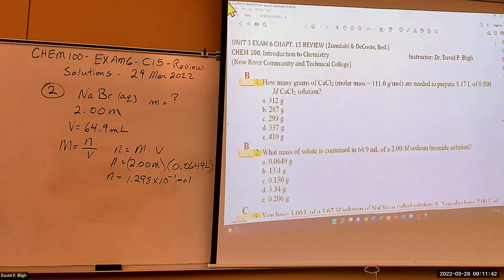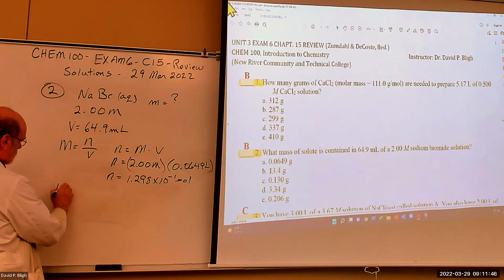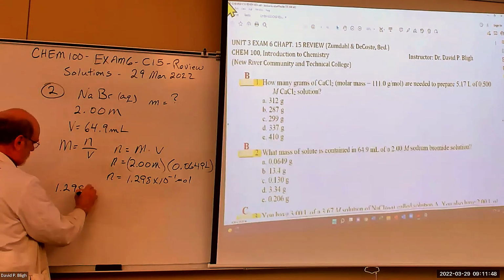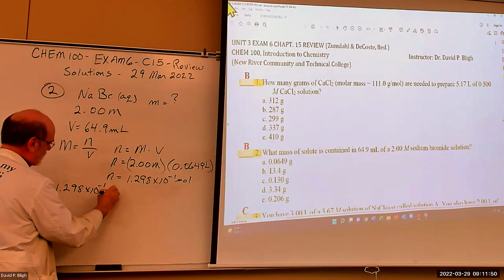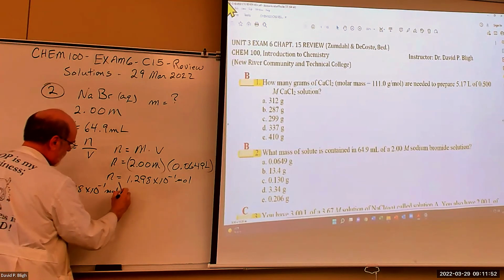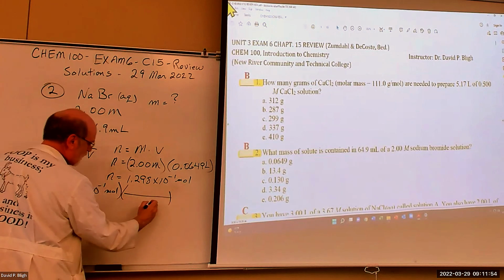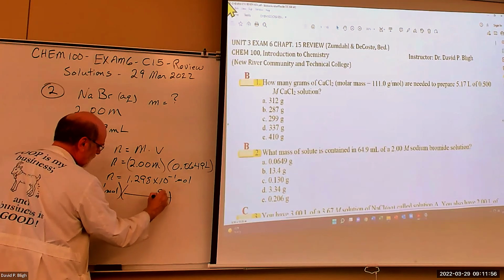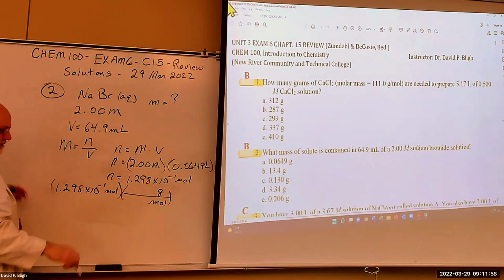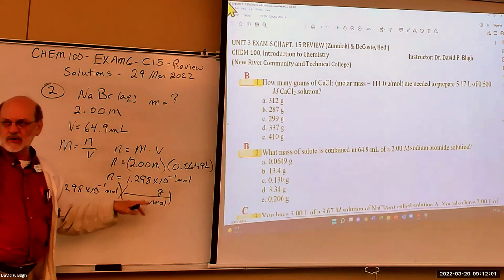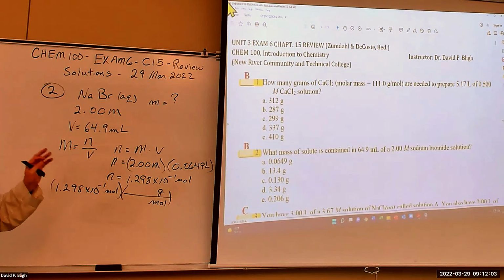Okay. Now we've got a number of moles. We just need to convert that to grams. Our conversion factor will cancel moles and leave us with grams. So again, when you see grams and moles as a quotient, automatically think molar mass. So what's the molar mass of sodium bromide?